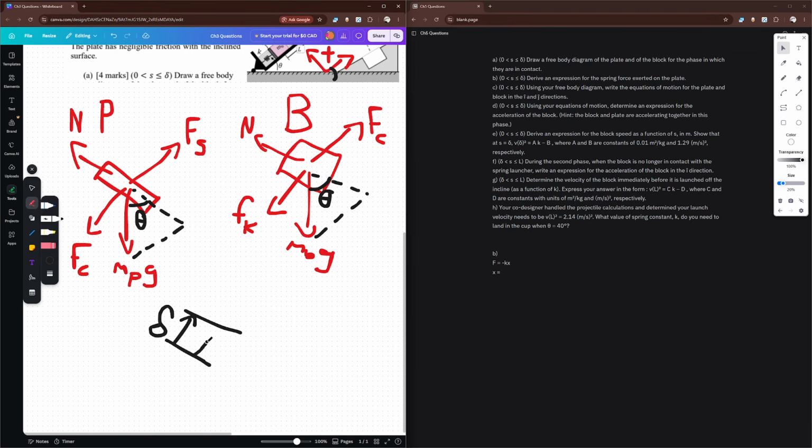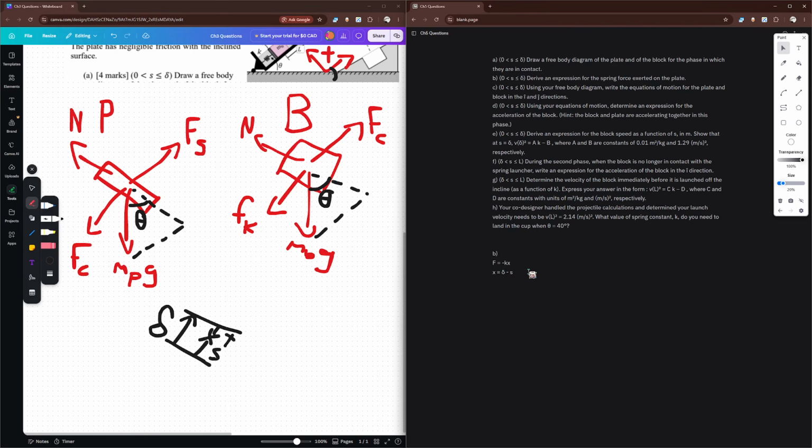And then we have a variable length here, s. And then we have a variable length here, x. What can we notice about x here? x is delta minus s. So x is equal to delta minus s.